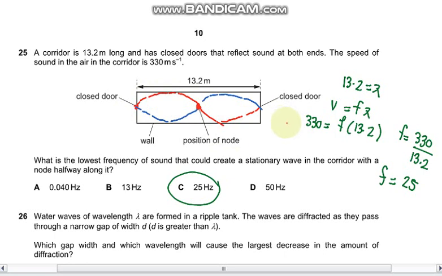So the distance is equal to lambda, the length is equal to lambda, and V is equal to F lambda, so frequency would become 330 divided by 13.2, which is 25 Hz. So B, C is the appropriate answer.